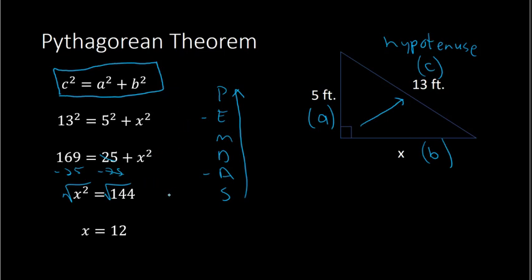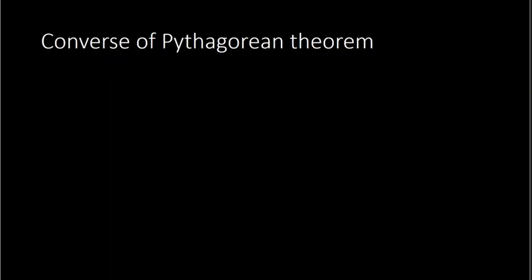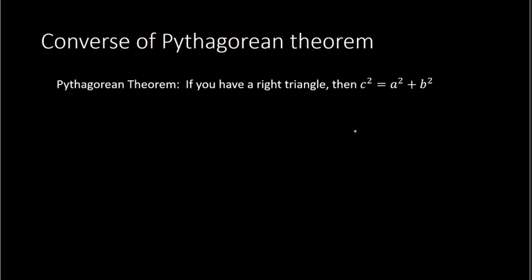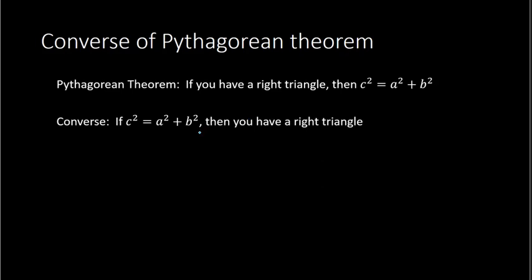Now, we know that if we have a right triangle, then this statement is true: c squared equals a squared plus b squared. Now the converse is also true. I can say, if c squared equals a squared plus b squared, then you have a right triangle.